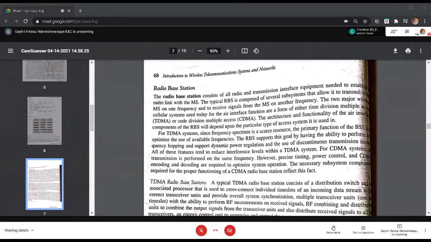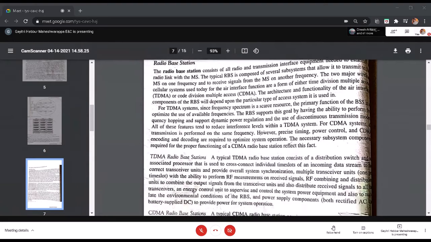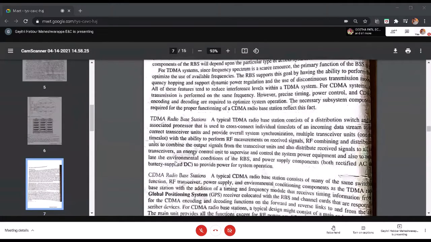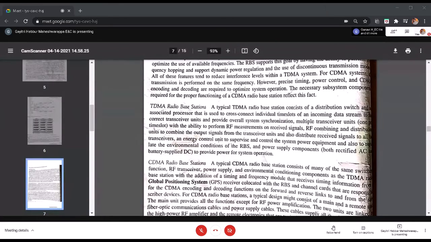Let us now see the individual radio base station system. As I told you, there are two types of radio base stations. One is the TDMA radio base station, which is for GSM mobiles. Another one is the CDMA radio base station, which is for CDMA mobiles. Based on the radio base station, we call them GSM mobiles or CDMA mobiles. The only change is the air interface. In TDMA or GSM, we use time division multiple access. In CDMA, we use code division multiple access technology.